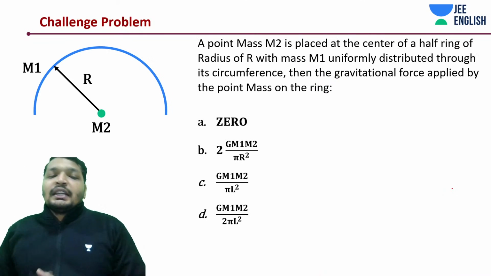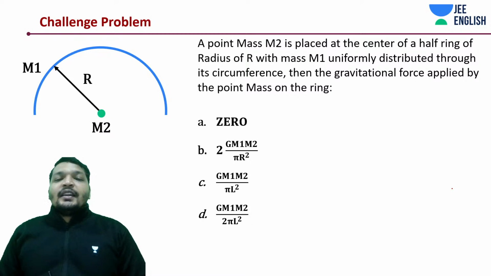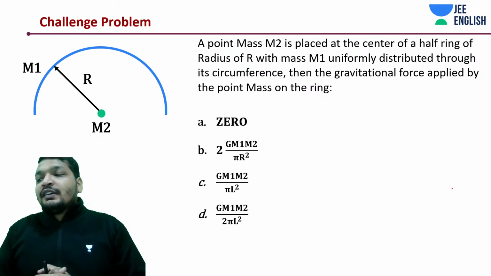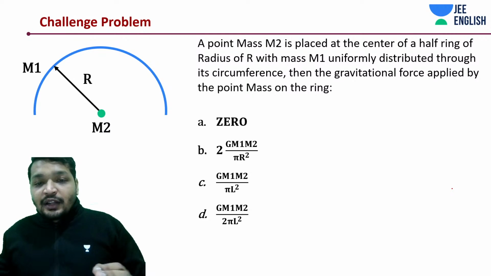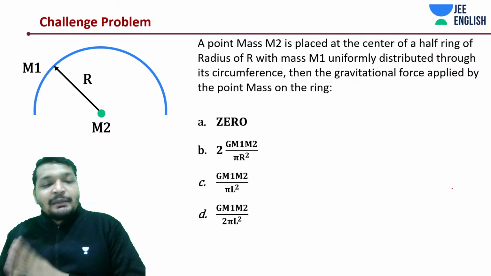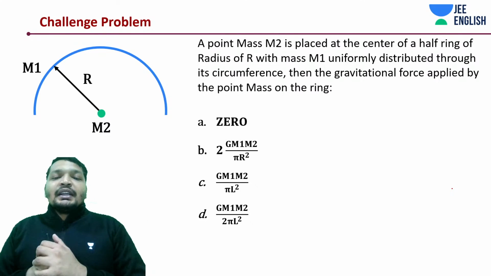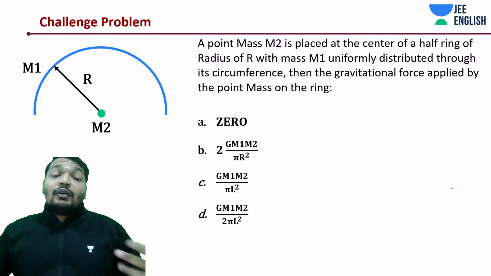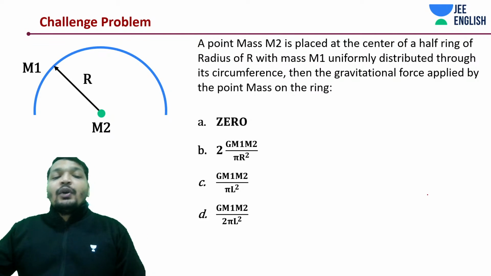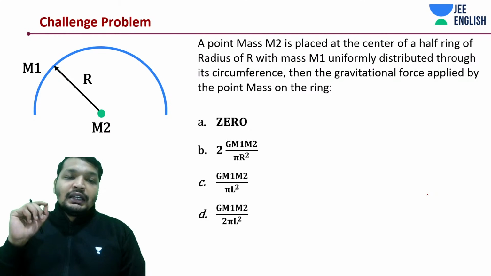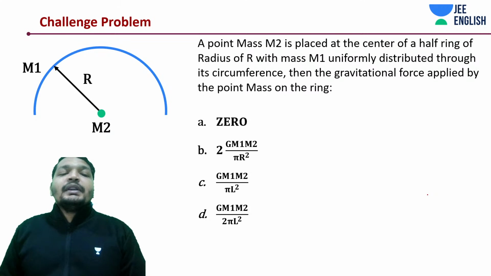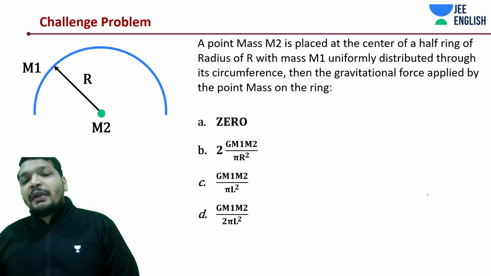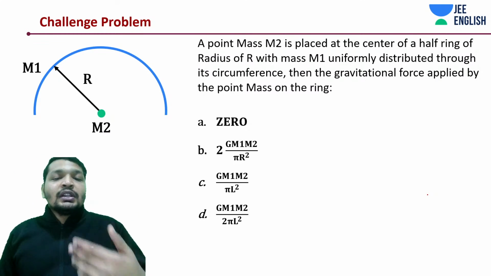Now let's get into the next question. This is a very interesting question. Earlier there was a full ring, now what we have is a semicircular ring. What are they asking you in this case? You have a point mass at the center of the circle. If you complete the circle, there would be a center and there is a point mass. How do you find the gravitational force applied by the point mass on the ring?